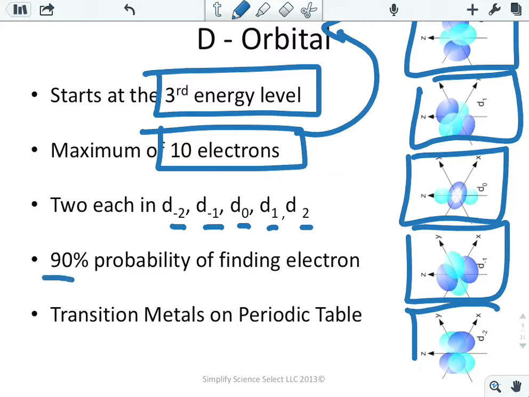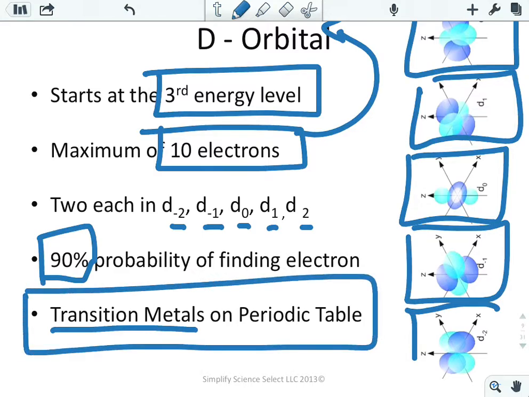Okay, there's a 90% probability of finding an electron in these orbitals, because that's where we have the highest chance of finding those electrons. And basically the d orbital is in the transition metals on the periodic table. These are going to be called our d block.